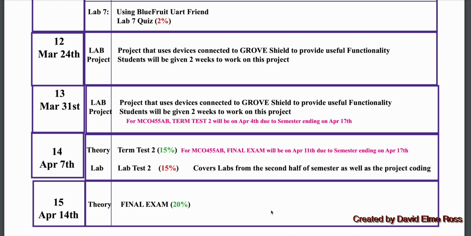on this Friday because there is no Friday class in this last week of the course where the final exam is given. However, all the other theory classes and lab class and so on will not be affected. Only the AB, so C, D, and EF will have their final exam here and their term test 2 here.